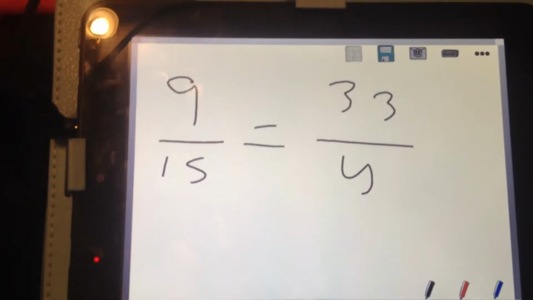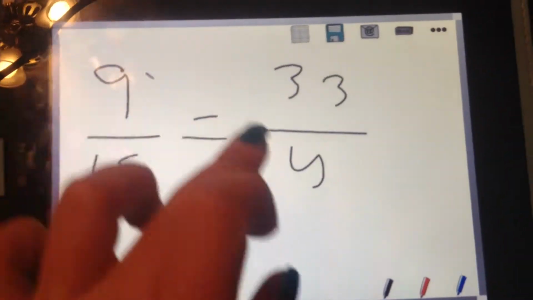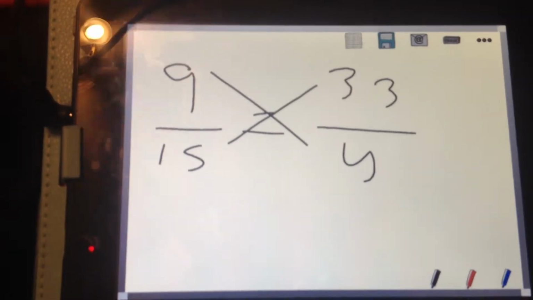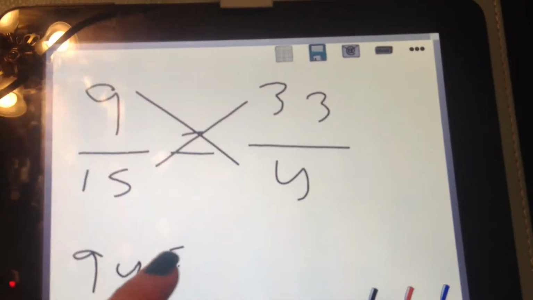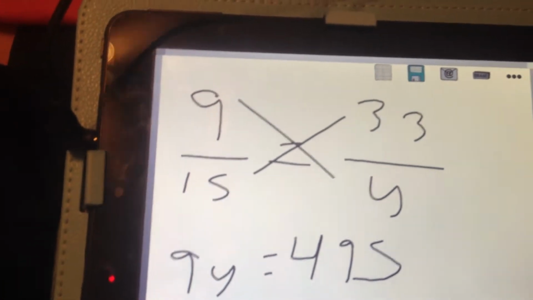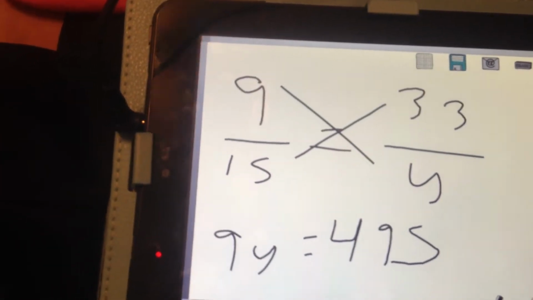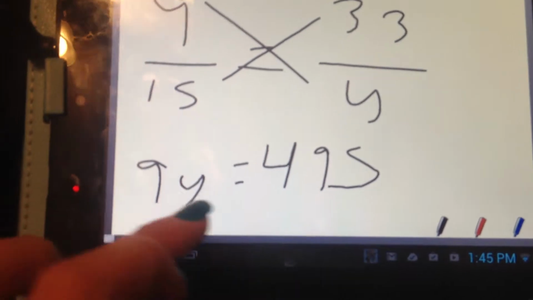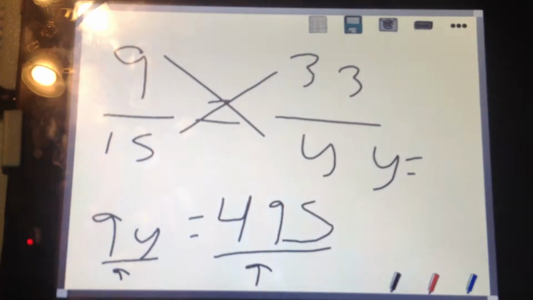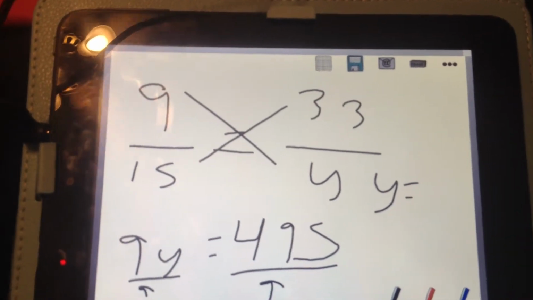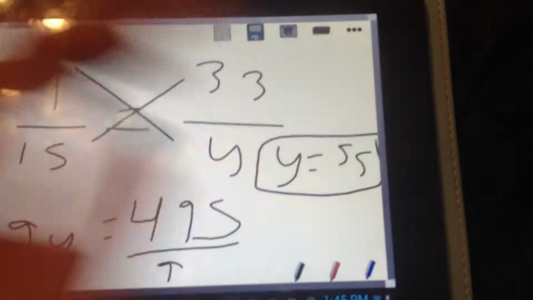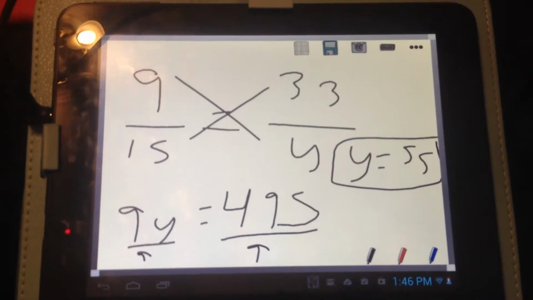So once we have these properly set up, we can just cross multiply: 9 times y and then 15 times 33. So it'd be 9y equals 495, if I'm correct. 15 times 33, yeah, 495. Then we're going to divide both sides by 9 to get y isolated, and our answer is 55. So y equals 55.